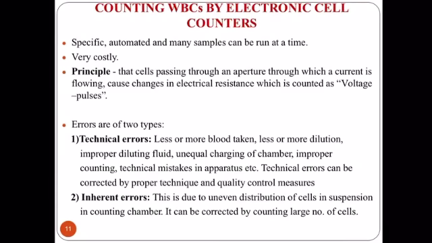Inherent error. This is due to the uneven distribution of the cells in the suspension in the counting chamber, which can be corrected by counting a large number of cells. So this is about the electronic cell counter. Nowadays, all counts are done in an automated cell counter.